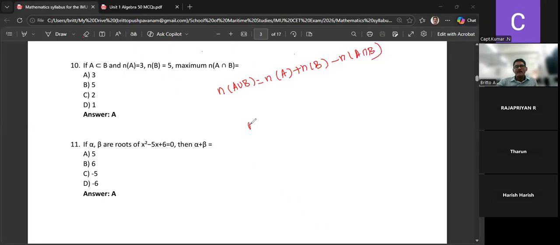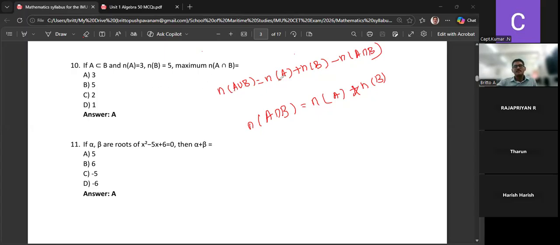But here, see, this is one formula. Another one: n of A intersection B is equal to n of A into n of B, suppose A and B are independent. But here A contains B. So since A contains B, we use the first formula.